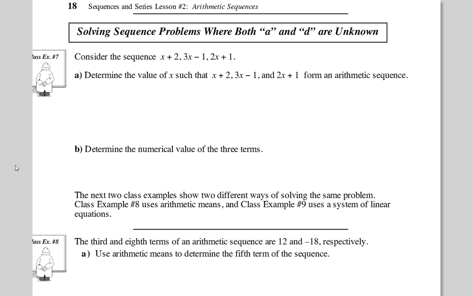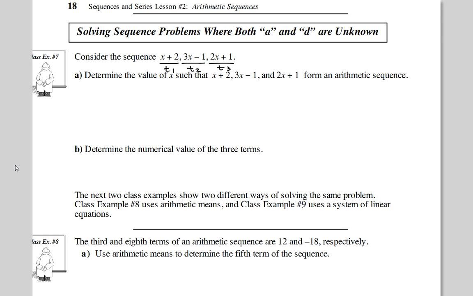All right, so you have this sequence in terms of x. The first term is x plus 2. The second term, so this is like t1. You can put a little line there, comma. This one's t2, comma, and this one's t3. So those are the terms, and they're given in terms of x. So we want to figure out what x is, and then we want to form the sequence.